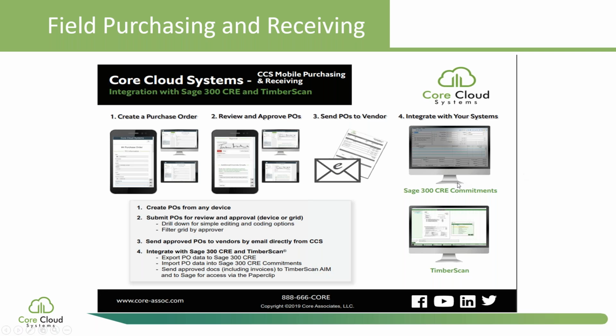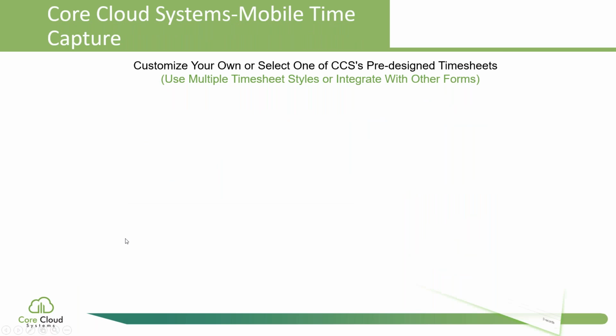And in some of our high volume customers, if the PO and the receiver are there and they match, there's no need to route that invoice out to the PM. He can go ahead and push this straight into Sage and get that cost updated quicker. So PO and purchasing and receiving is one of the functional applications that we built on top of the core cloud system. The next thing that I'll show you is mobile time capture.